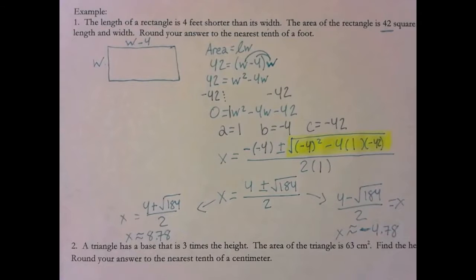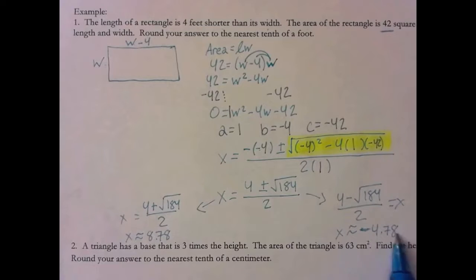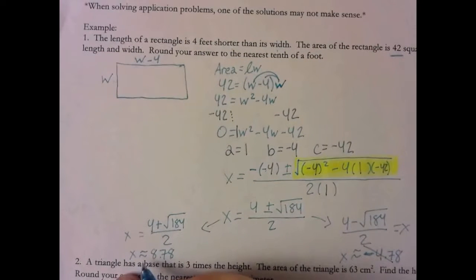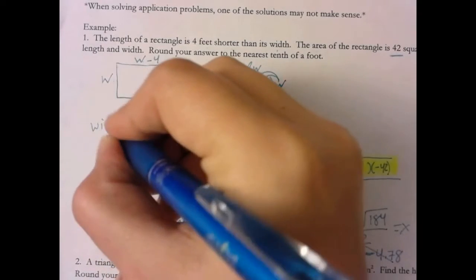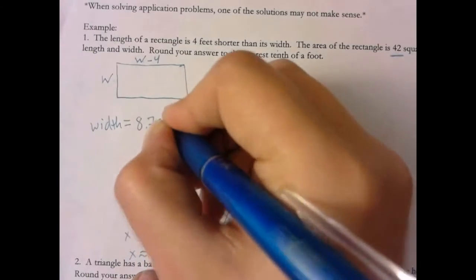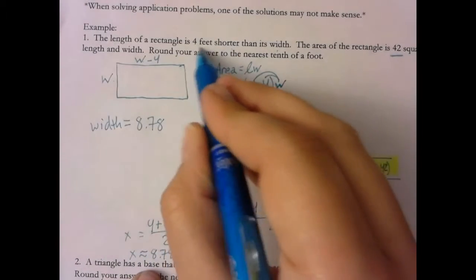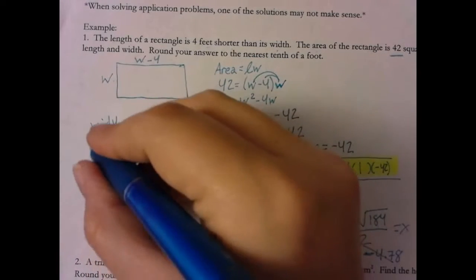That's a problem when we have an application. So ask yourself, when we're talking about the length and width of a rectangle, can it be negative? Oh heck no, that's crazy. So cross that one out. That's ridiculous. So this is our answer. Remember, instead of x we had w. So that means our width is about 8.78. And let's look, our units are feet. So feet.